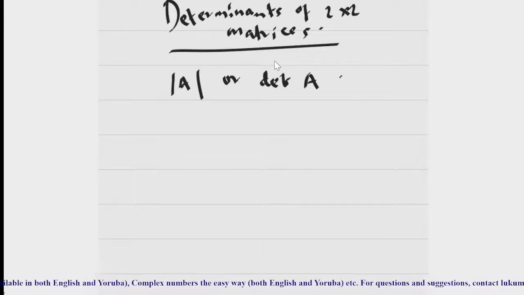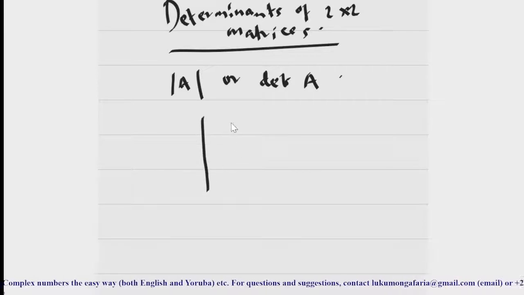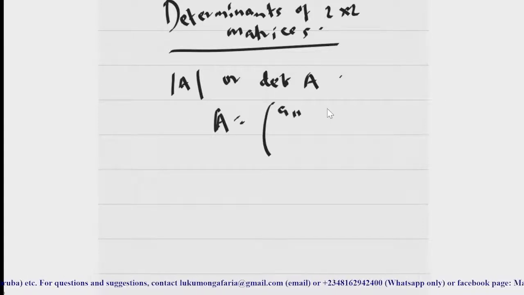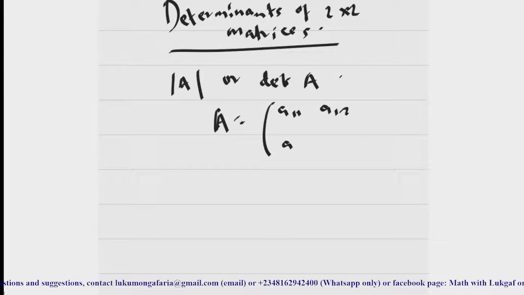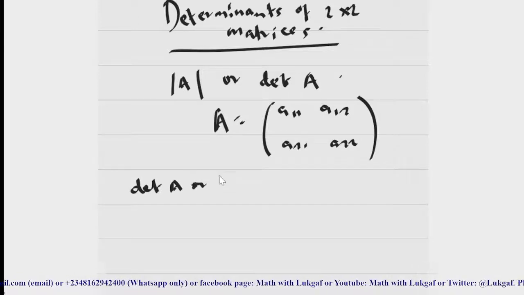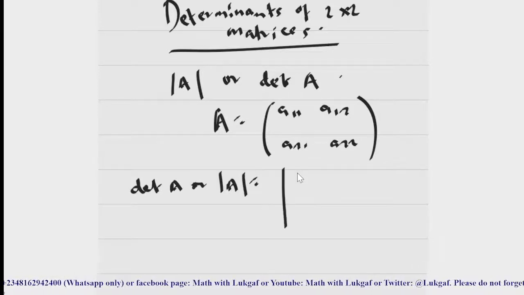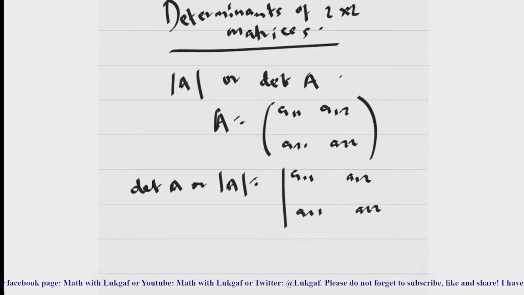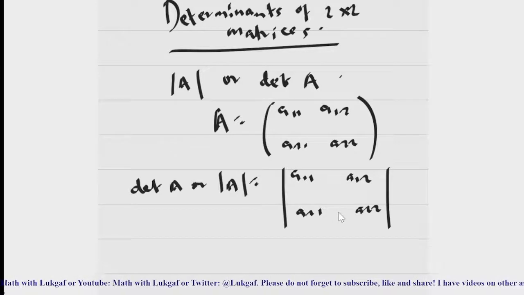So how do you now find the determinant of a 2 by 2 matrix? Let's say I have my matrix A equal to A11, A12, A21, A22. I hope you understand. Then my determinant of A, which is also denoted by this, will be A11, A12, A21, A22.